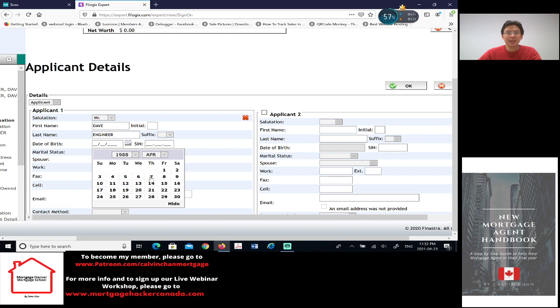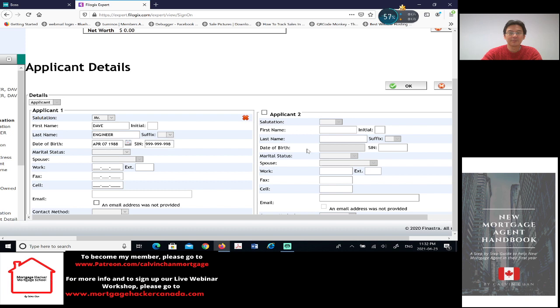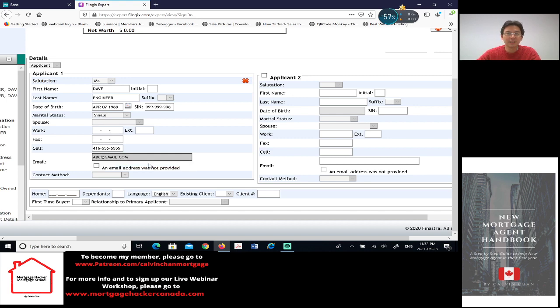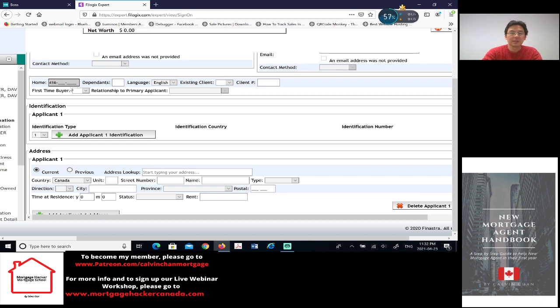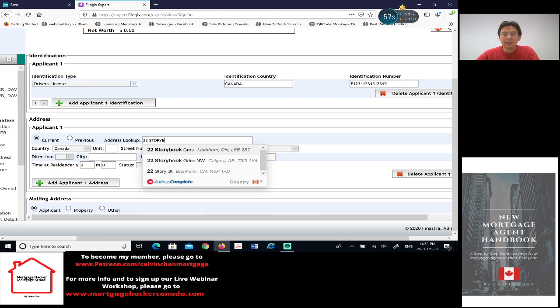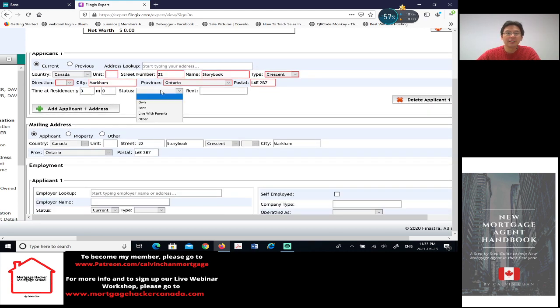Birthday, social insurance. He is single, his cell phone is very easy to remember, his email is also easy to remember. He has no dependent, it's not an existing client, it's not a first time home buyer. He is going to provide me with a Canada driver license number, is living in 22, he has lived there for 3 years, he owns it because we are doing a refinance. He owns only one house and we are doing a refinance for him.